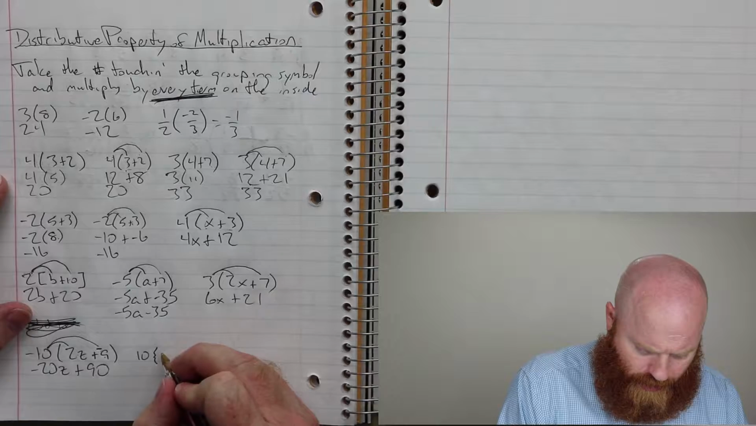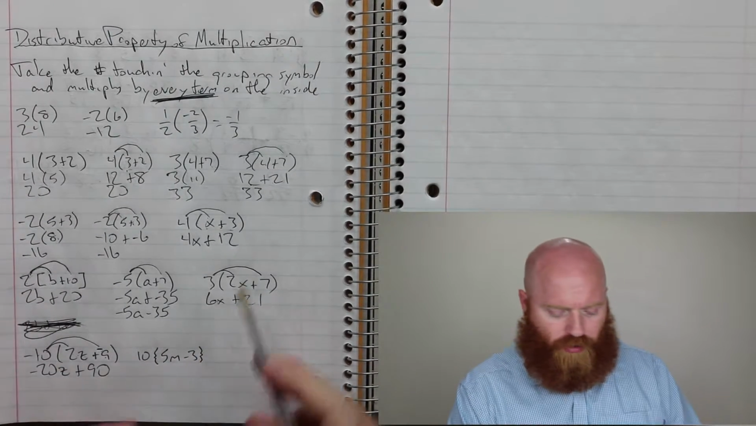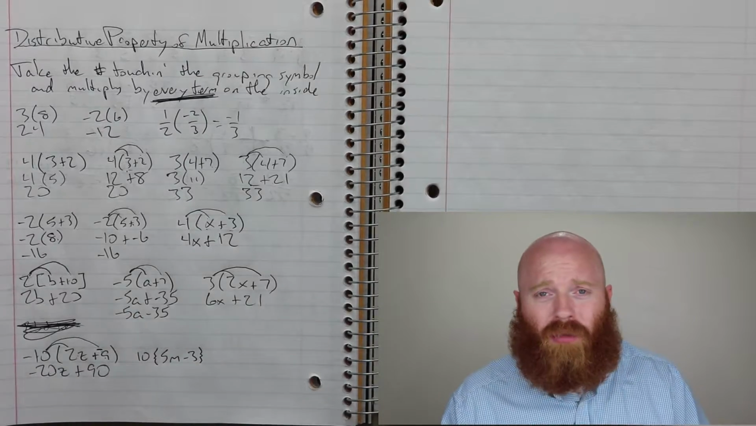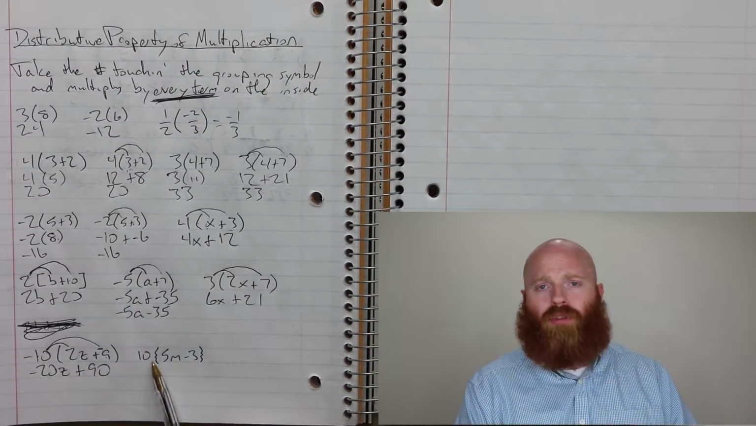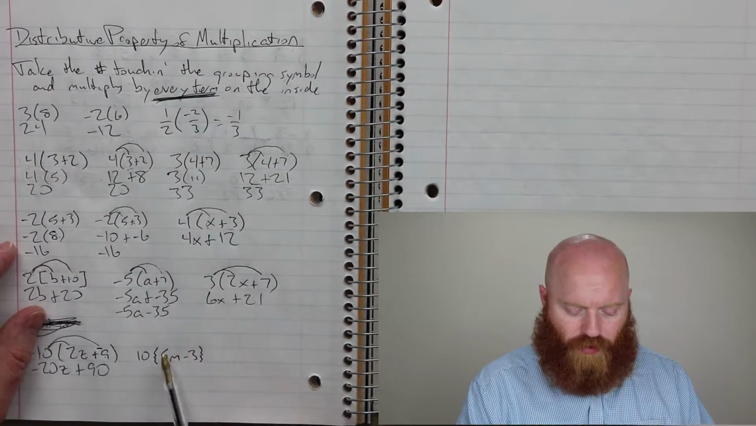Let's say 5m minus 3 and then a closed brace. I don't care if they're parentheses, brackets, or braces, nobody cares. They're all the same. If you have a number touching a group of symbols, it means multiply times the inside. And if you have more than one term, you've got to do every term on the inside.